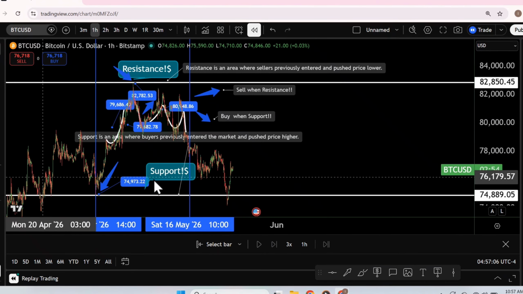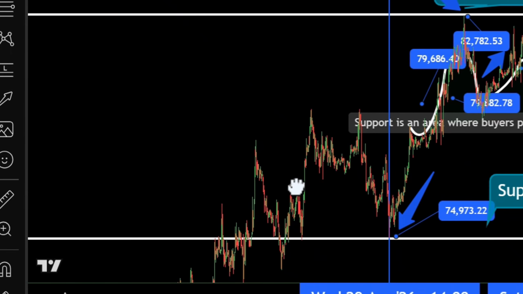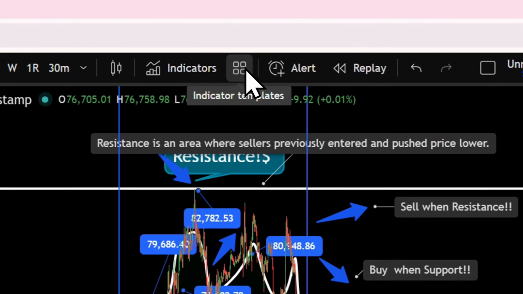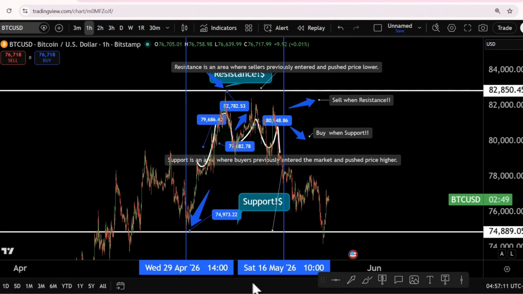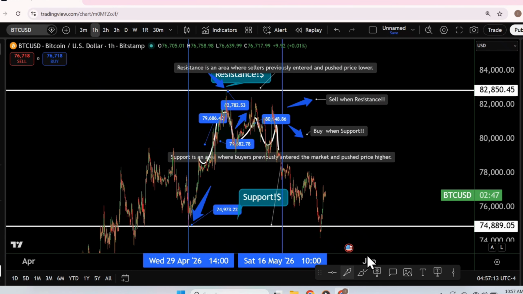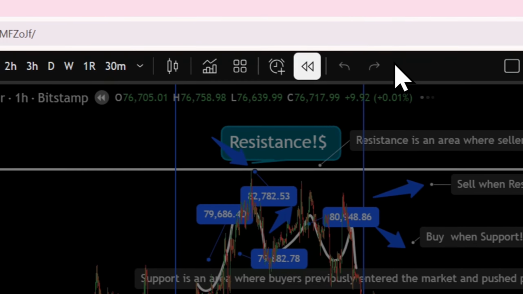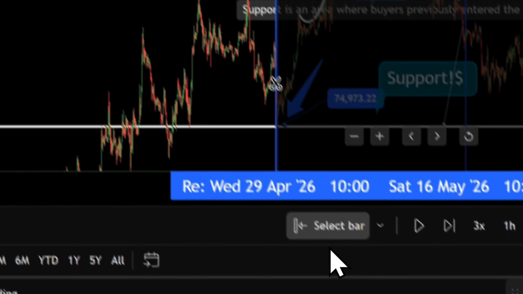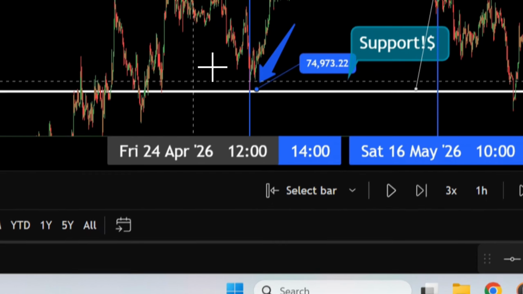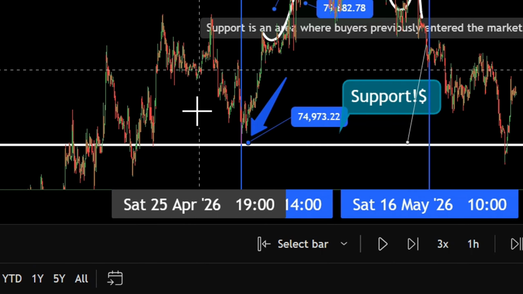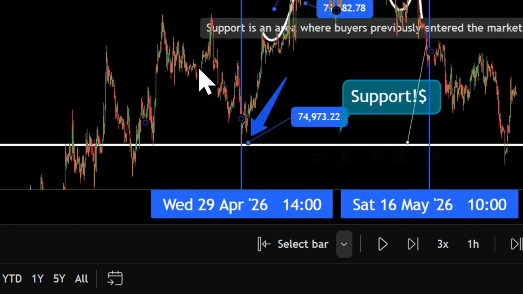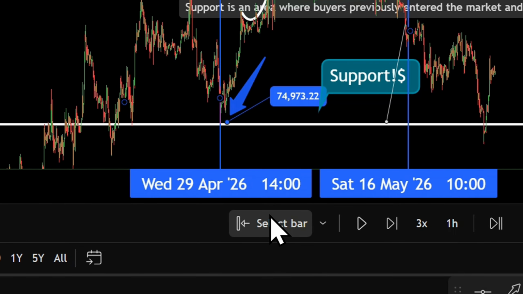Now let's talk about a common beginner mistake. Drawing too many levels. This is exactly what you want to avoid. Too many lines create confusion, and confused traders usually make emotional decisions. Instead, focus only on the major levels. Usually 3 to 5 key areas are enough for a clean chart. Your chart should feel simple, professional, easy to read.